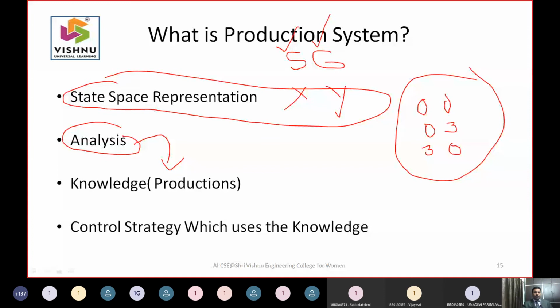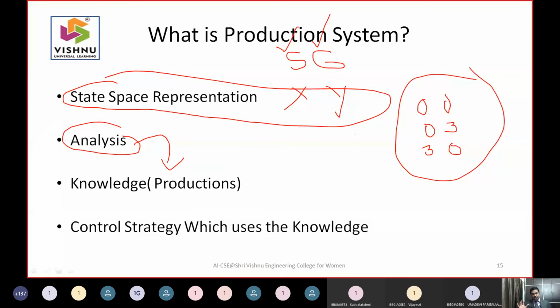So the answer for the first query that I have asked, what are the components of production system, is: state space representation, analysis part, representing or creating productions or knowledge or rules, and a control strategy. What is very important is the last two parts. In a production system, people will talk about the productions or knowledge or rules, then there must be a control strategy. So 4 components are there for your production system.